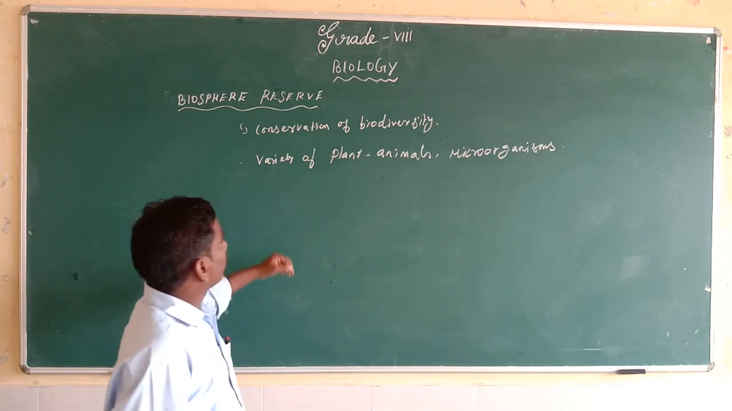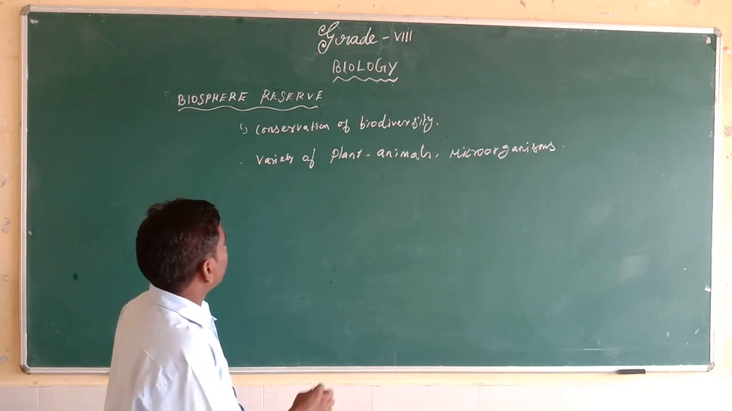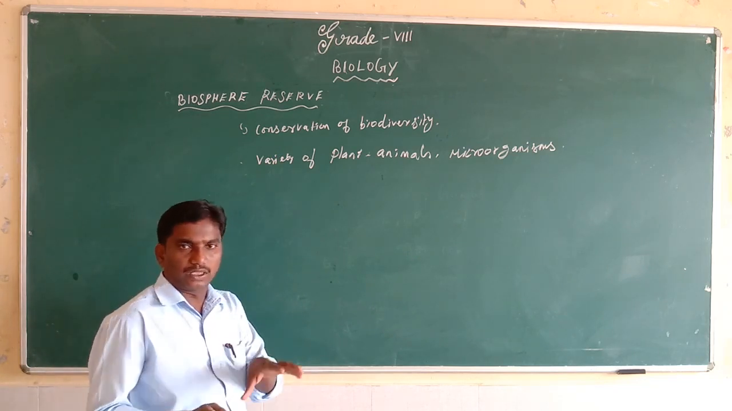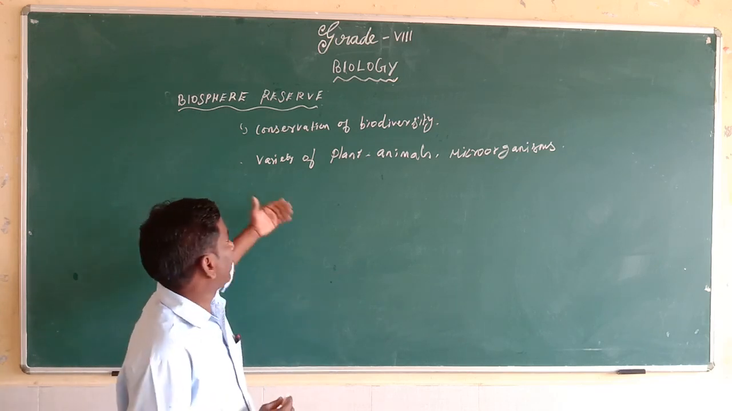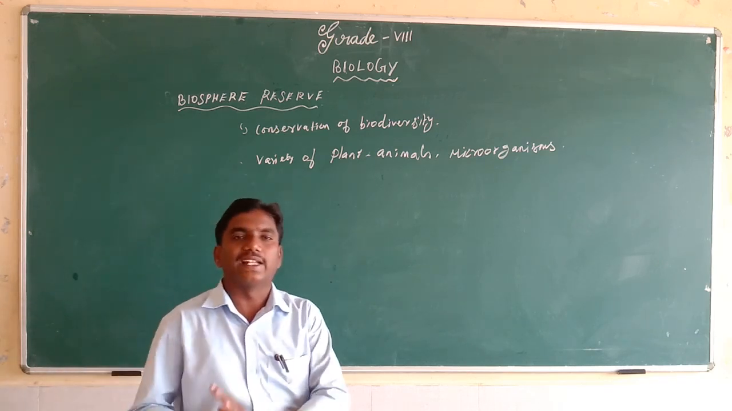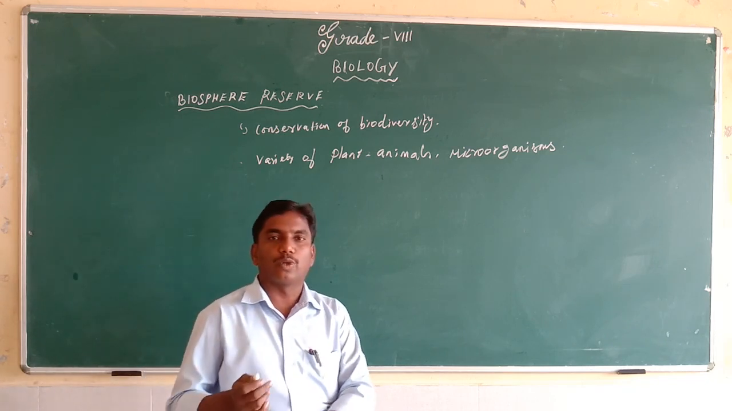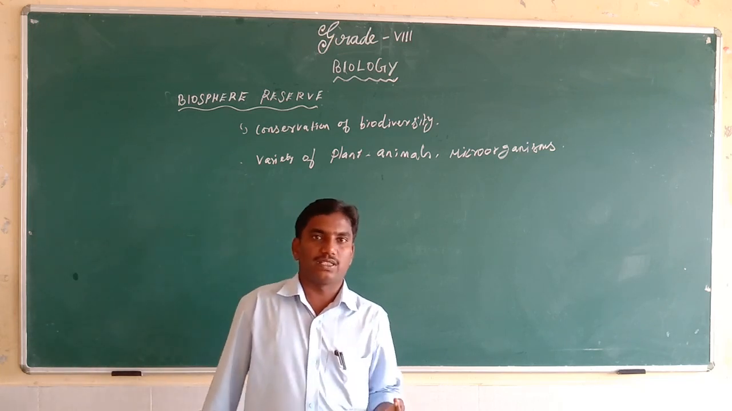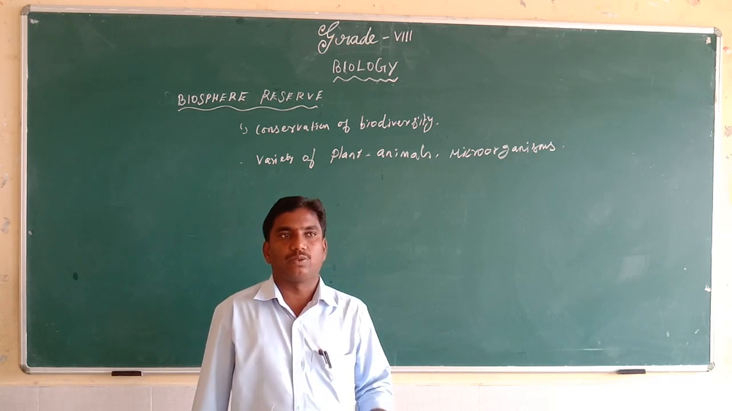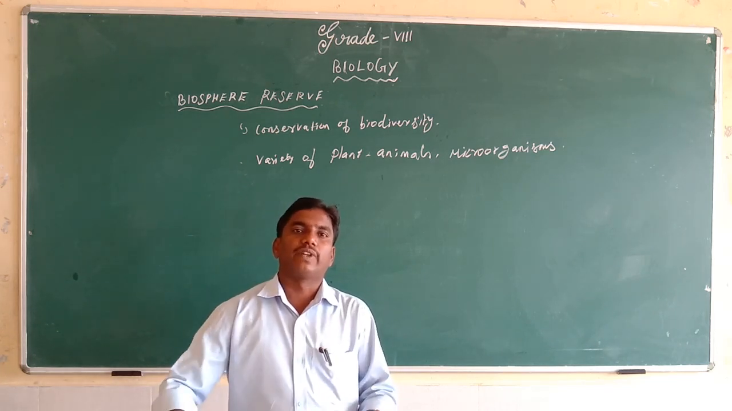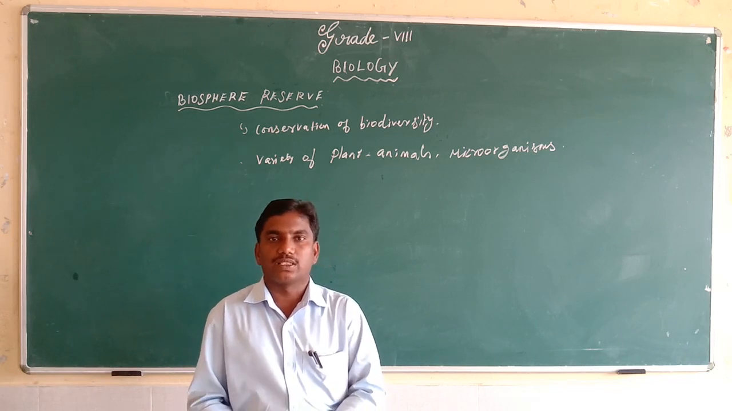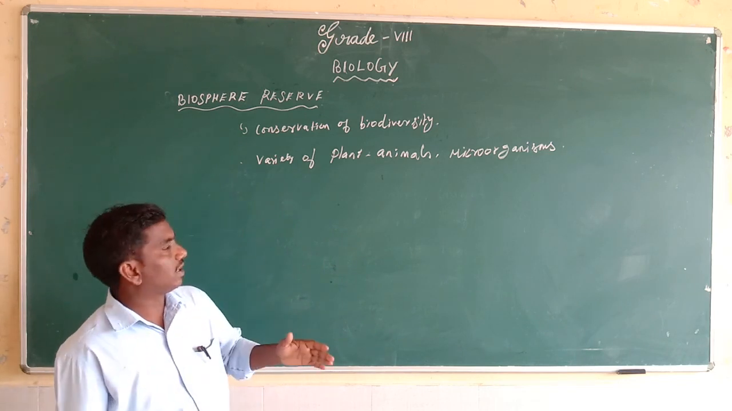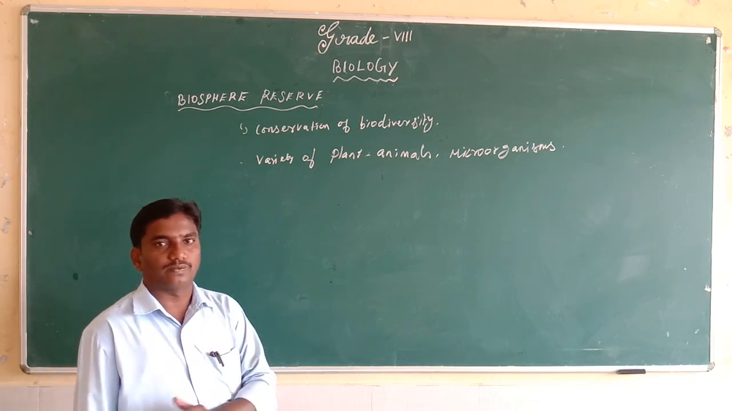So the conservation of biodiversity means bio means living and diversity means variety. The atmosphere consists of a variety of plants and animals, and even microorganisms are present in it. They are not only a single species. The variety of species cannot be counted, plants as well as animals and even microorganisms present in that forest region.